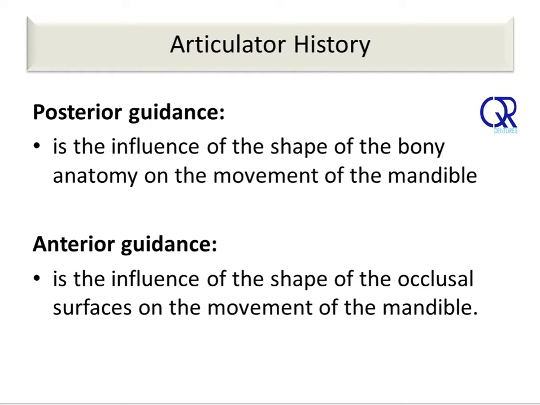The second is anterior guidance, and this is the influence of the shape of the occlusal surfaces on the movement of the mandible. Anterior guidance doesn't necessarily mean contacts on anterior teeth. It means contacts on teeth anterior to the TM joint, so it also includes posterior teeth. It is not specific to any particular teeth. In our opinion, in an ideal world, we would like to have these two guidances working together in harmony.